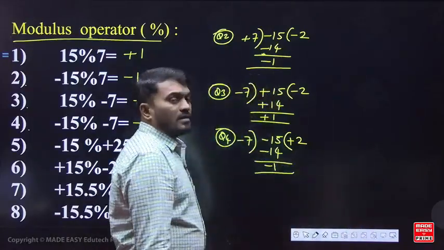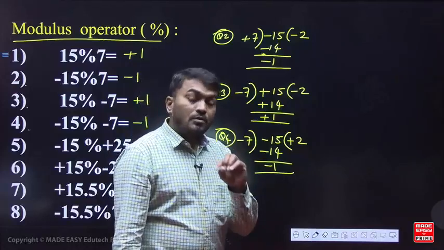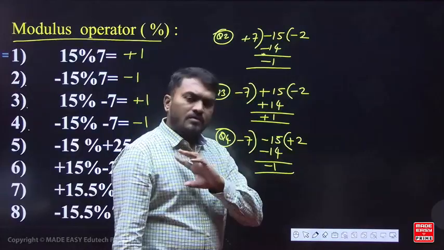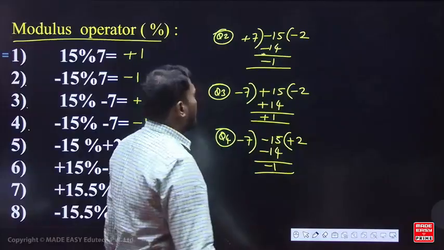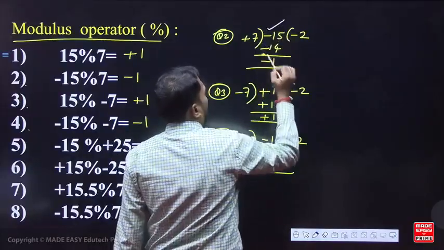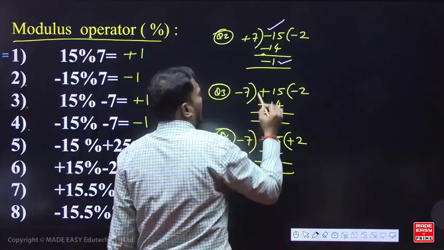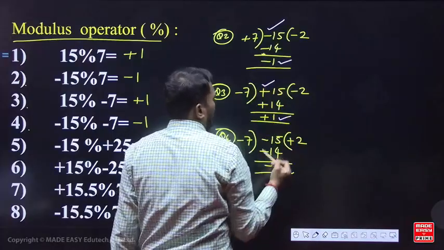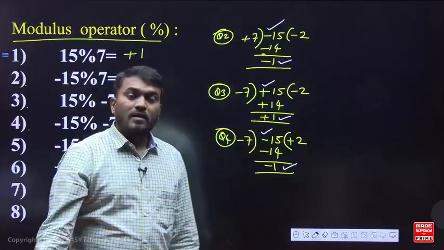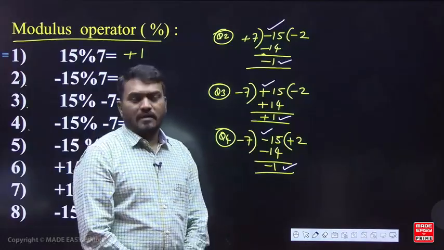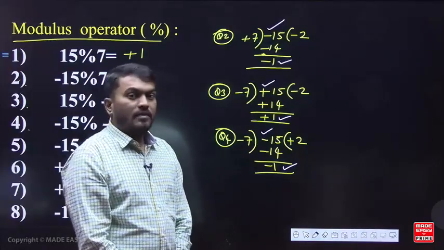Remember, modulus always gives the numerator's sign. I will give the notes, just listen first. Modulus always gives what? Numerator sign. You have minus here, so the output will be minus. Look here, you have plus, the output will be plus. You have minus here, the output will be minus. Modulus always gives the numerator sign.